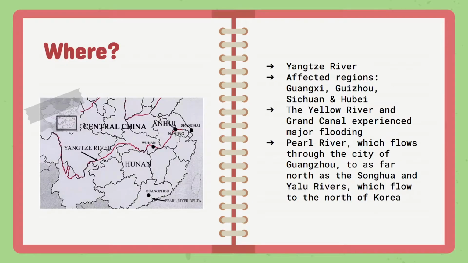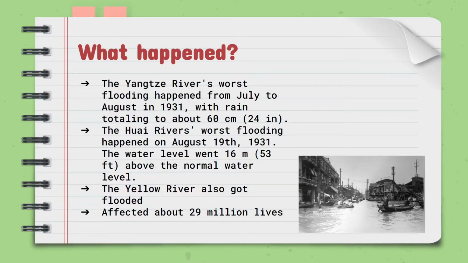Okay, so where did this flood take place? It was mostly in the Yangtze River, and the affected regions were Guangxi, Guizhou, Sichuan, and Hubei. And these are just cities around the river, as you can see. And the Yellow River and Grand Canal experienced a lot of flooding as well, because of the original floods. And then Pearl River, which flows through the city of Guangzhou to as far north as the Songhua and Yalu rivers, were also affected, and those rivers go all the way up to the north side of Korea, as you can see.